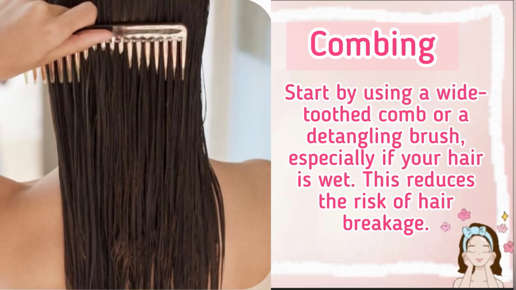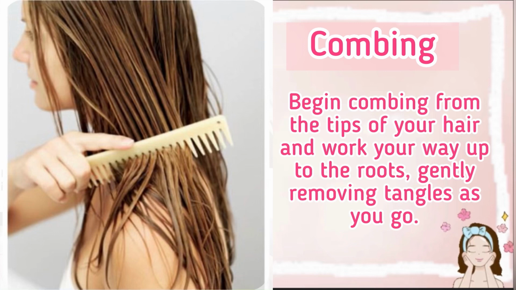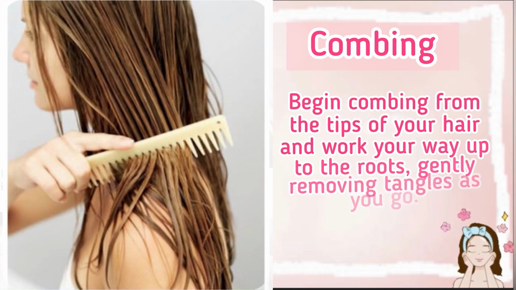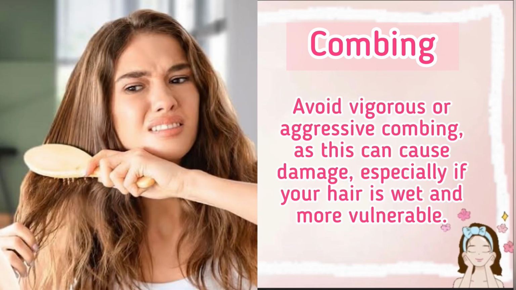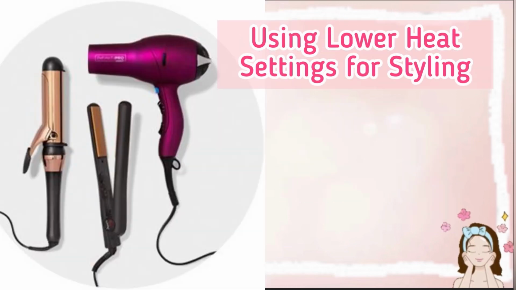Combing. Start by using a wide tooth comb or detangling brush, especially if your hair is wet. This reduces the risk of hair breakage. Begin combing from the tips of your hair and work your way up to the roots, gently removing tangles as you go. Avoid vigorous or aggressive combing, as this can cause damage, especially if your hair is wet and more vulnerable.